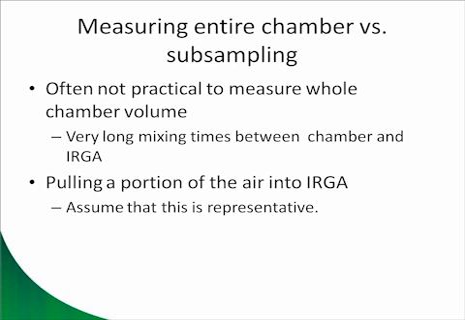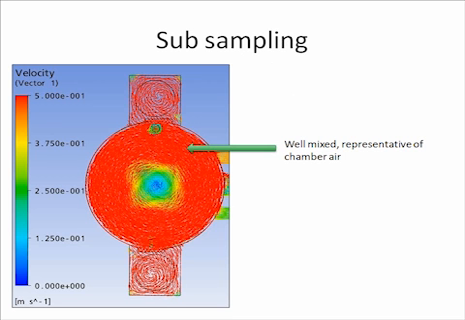So in the example we show here, there are 2 opposing fans in this chamber to increase turbulence. If we sample the air from the point indicated by the arrow, this represents a well-mixed and probably pretty representative sample of the bulk air in the chamber. But with this design, a stagnant airspace is created in the center of the chamber that's not well mixed with the rest of the chamber. Pulling a sample from there could introduce a significant error in the measurement.